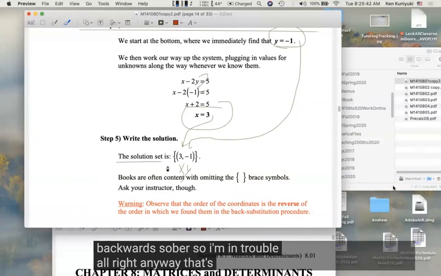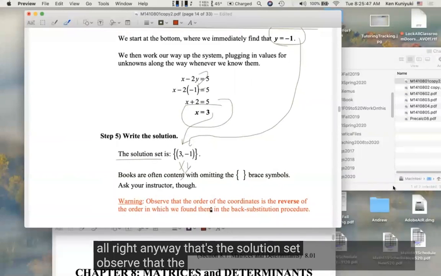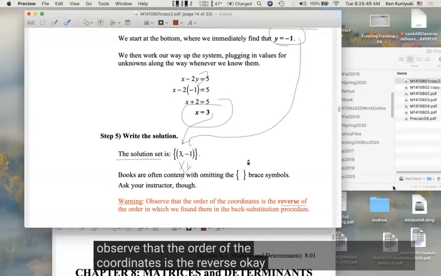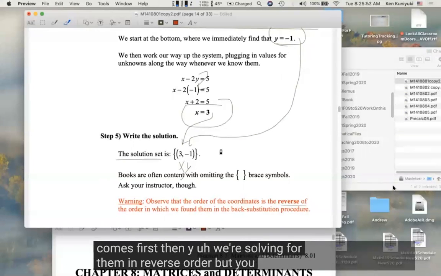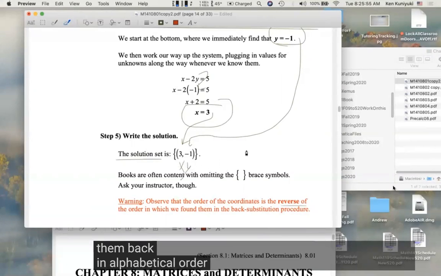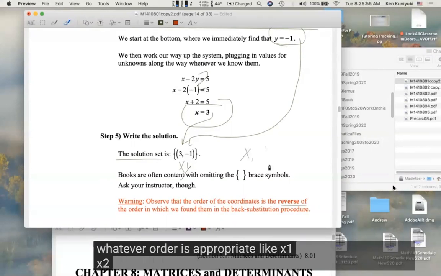All right, anyway, that's the solution set. Observe that the order of the coordinates is the reverse, okay? X comes first, then Y. We're solving for them in reverse order, but you got to put them back in alphabetical order, right? Or whatever order is appropriate, like X1, X2, and so forth.